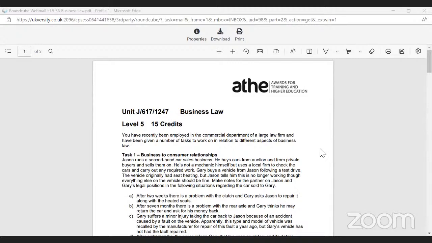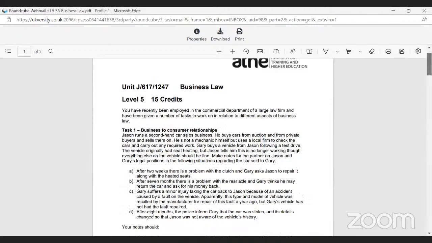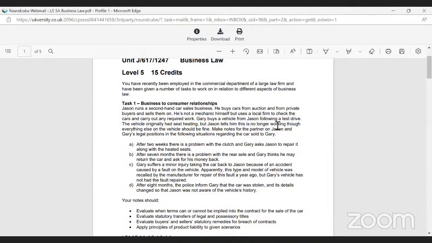Okay. So the task is that you've recently been employed in the commercial department of a large law firm, and you've been given a number of tasks relating to different aspects of business law. So all of this will cover your learning outcomes 1, 2, 3, and 4. Okay. So the first task, can you see this, Sumit? Yeah, I'm seeing. Yeah, excellent. So the first task is business to consumer relationships. So task 1 is looking at Jason, who runs a second-hand car business.